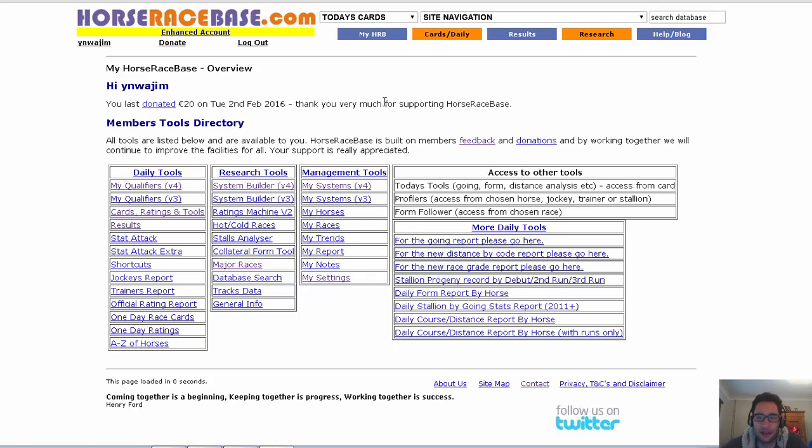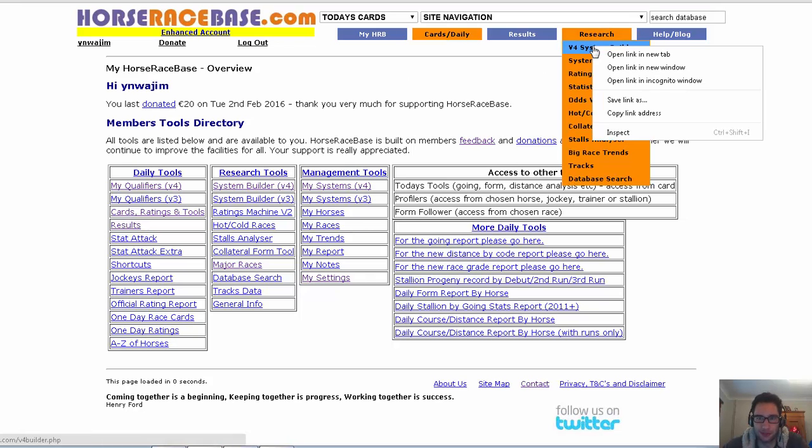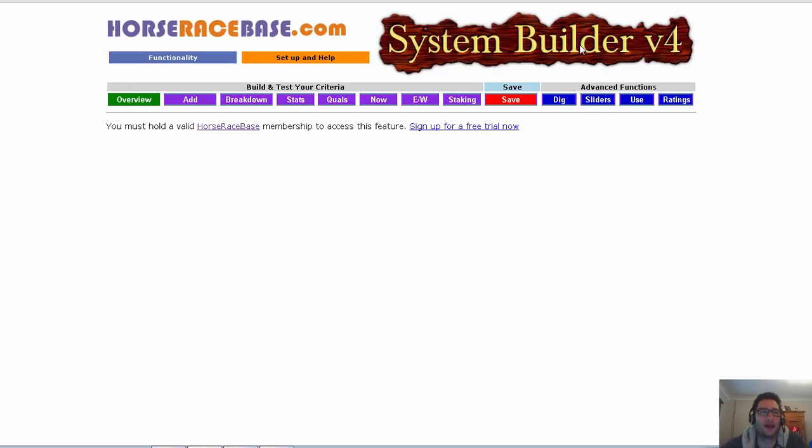Hopefully you can see me in the bottom right hand corner, and you can see my horse race base screen of one of my accounts. So to start with, go to the top right hand corner, V4 System Builder. I know many of you are probably familiar with this and probably do the same thing, but for those of you who aren't or may not have this approach, hopefully you find it useful and something of interest.